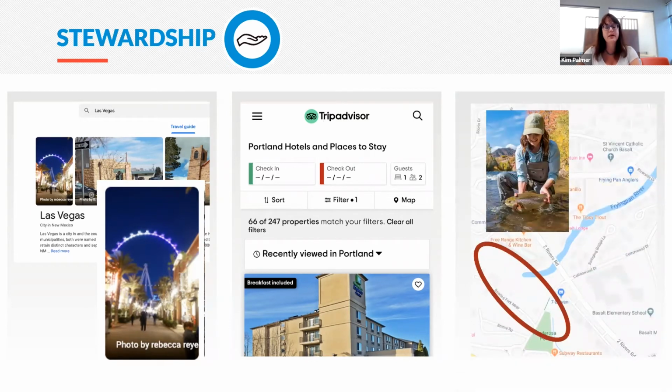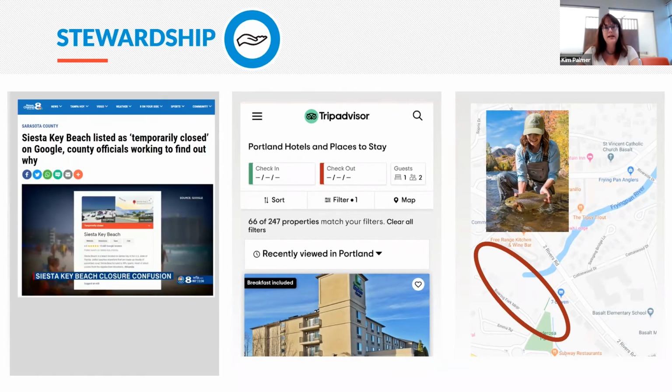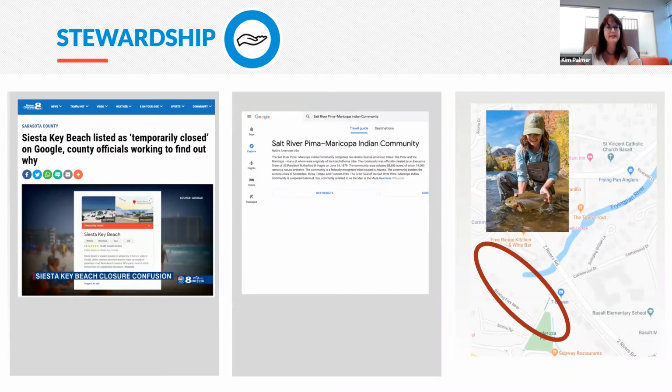Or for the example of Basalt, Colorado. Now, this market is known as a trout fishing mecca. It's at the convergence of two important rivers, and yet in Google Maps, one of those two rivers was completely missing. The good news is that when we are proactive in stewardship, we're able to address and resolve these problems, or even anticipate them before they happen. In Sarasota, we recently had an incident where some frustrated residents tried to mark the beach as temporarily closed on Google. And because Visit Sarasota and the county had control of the listings for the beaches, they were able to resolve that in really less than a day.